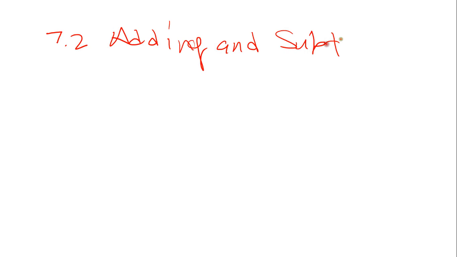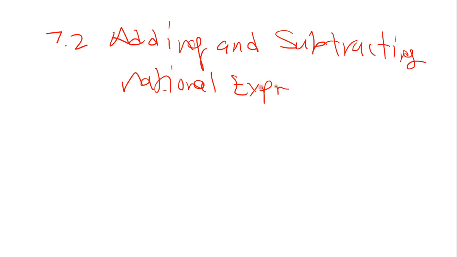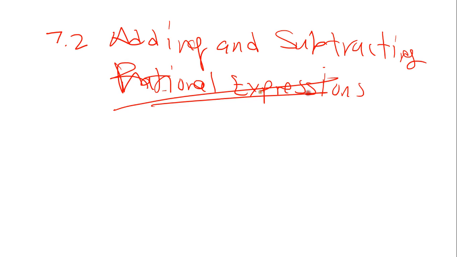7.2. Okay, so we're doing 7.2, adding and subtracting rational expressions. Pretend that says rational. That's our title. Alright, so we'll start with an example as usual. We did this in the last class, but I'm going to go ahead and redo it.